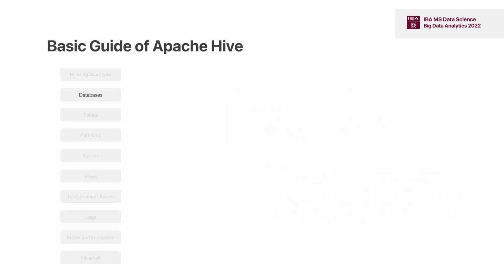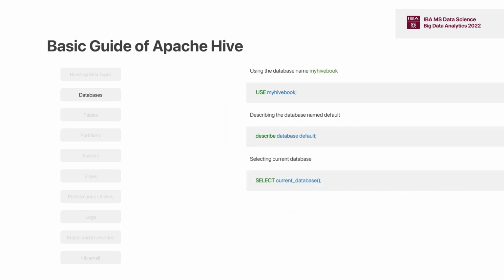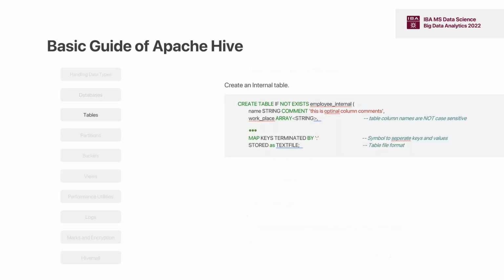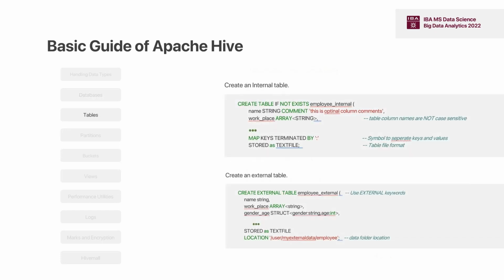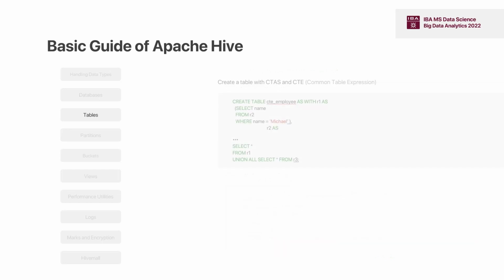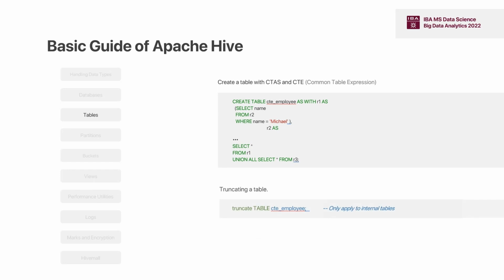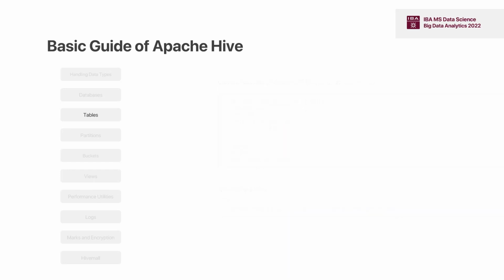For databases, we have shown different commands such as how to change a database or change a database-specific property, and many more commands are shown in the document. For the table section, we have shown how to create different types of tables and different sorts of commands which can be applied on tables, such as truncating a table, changing properties of a table, and many more.